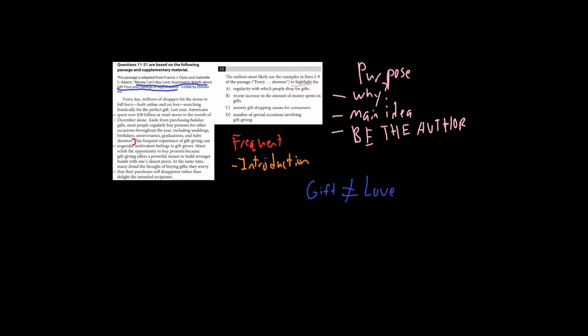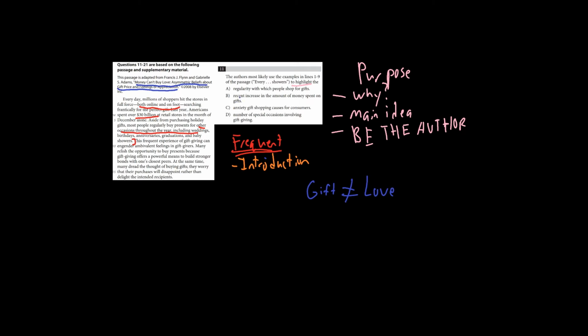So let's go and look at the question one more time. Letter choice A says regularity with which people shop for gifts. So that sounds about right because we said that he's highlighting the frequency. He's saying how much it is. He's highlighting all the different avenues that people shop through and all these different occasions. So he's kind of highlighting the frequency here. So A looks right, but let's go ahead and check some of the other answer choices just to make sure.